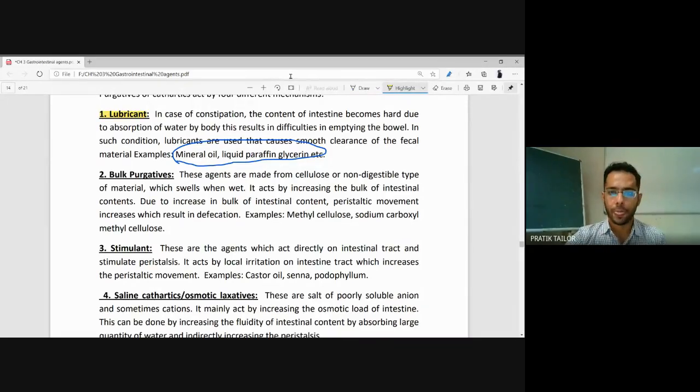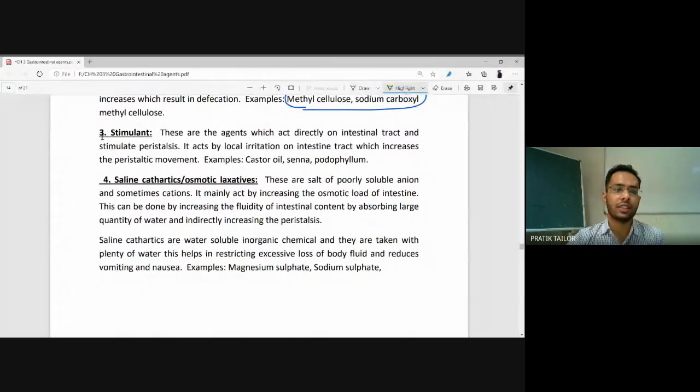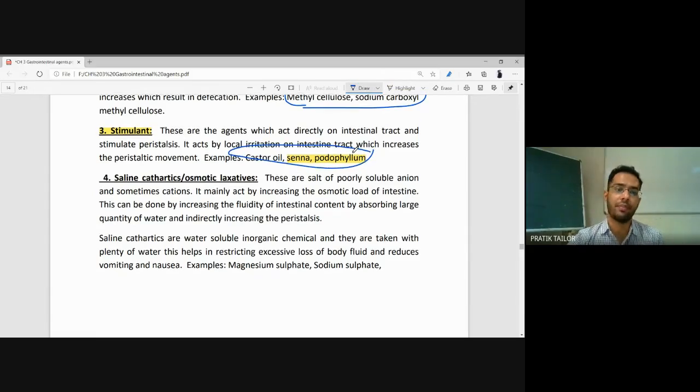Bulk purgatives are the agents which form bulk inside the intestine and increase the bulk. The materials we use are cellulose, isabgol, etc. Stimulants cause local irritation on the intestinal mucosa, and these are from herbal sources like senna, cascara, rhubarb. These are the examples you can have for the stimulant type.